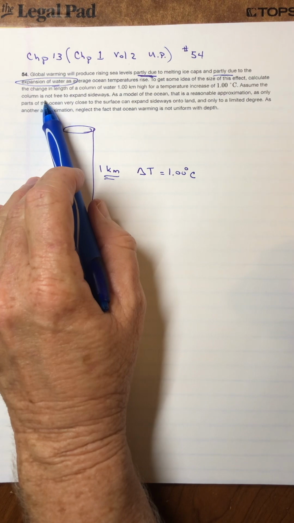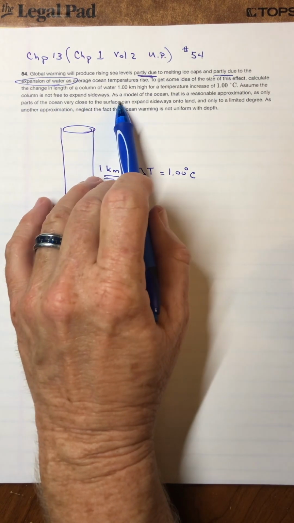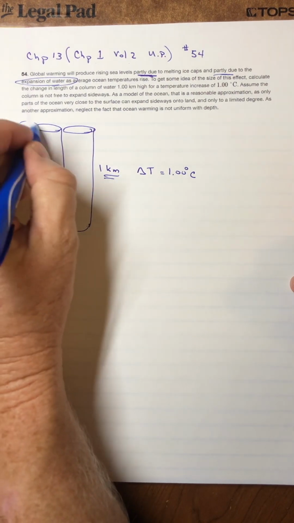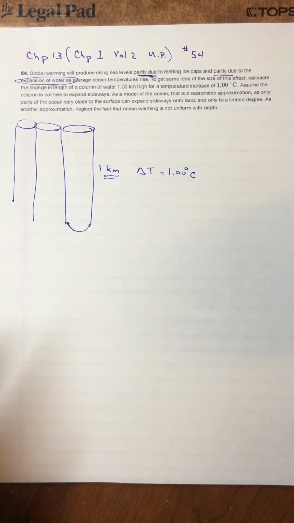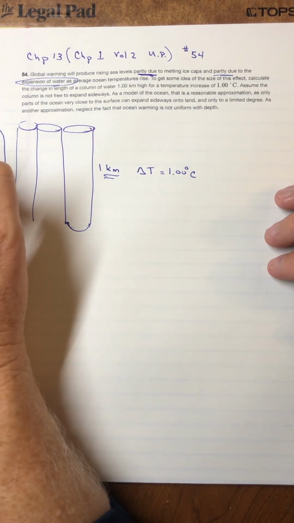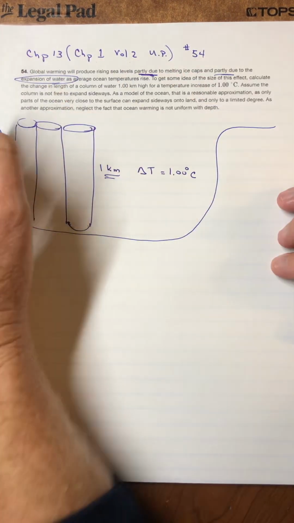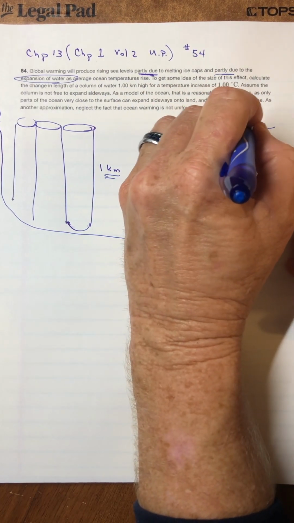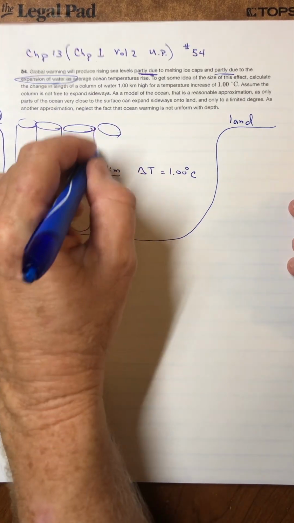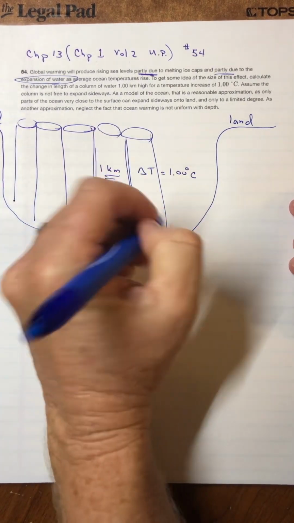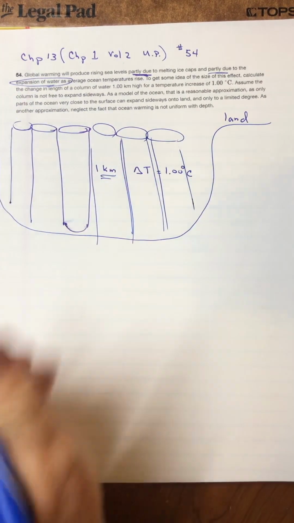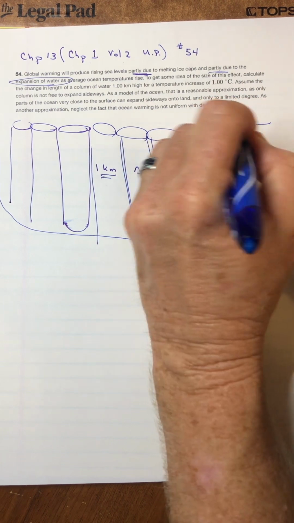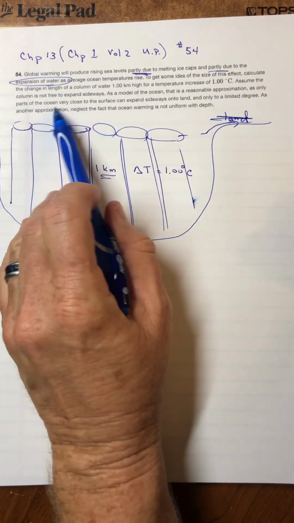Assume the column is not free to expand sideways, which of course makes reasonable sense. You would have a bunch of columns making up the ocean, and they can't really expand sideways because eventually you hit the landmass. Here is the coastline on the two sides of the ocean or the sea, and as the water level rises, it can't really expand out. Although I guess it could flood a little bit, but that's kind of minor.